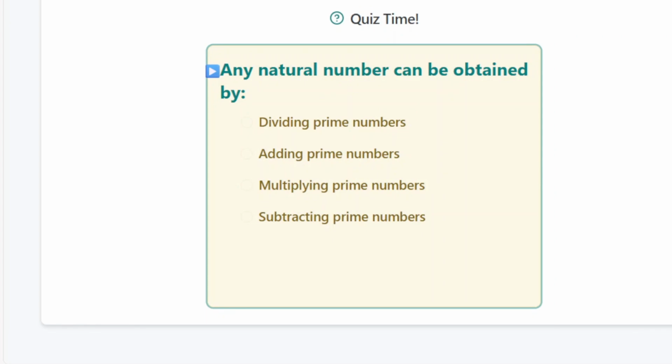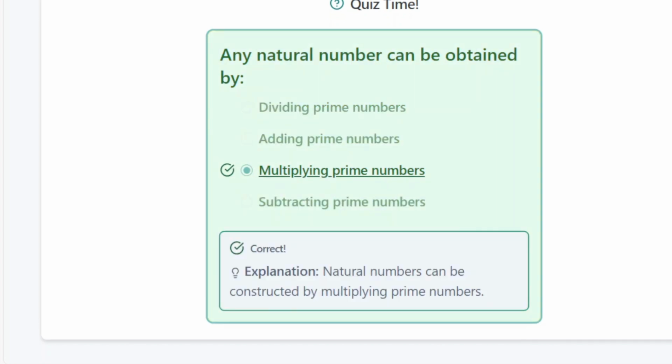Any natural number can be obtained by Option A, dividing prime numbers. Option B, adding prime numbers. Option C, multiplying prime numbers. Option D, subtracting prime numbers. Correct. The answer is multiplying prime numbers. Explanation: natural numbers can be constructed by multiplying prime numbers.